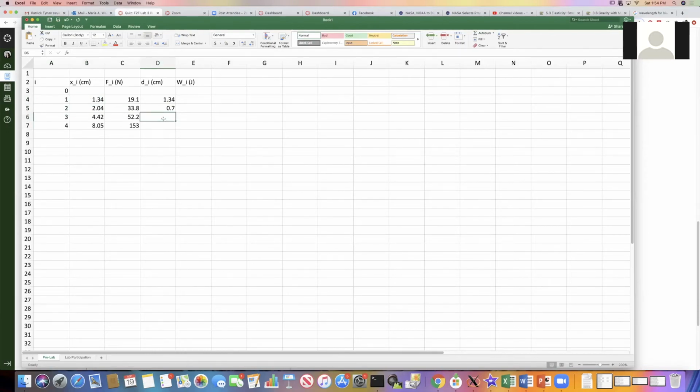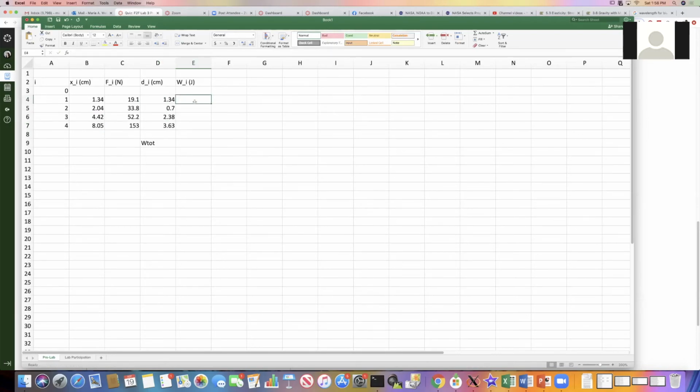And for the next one, my incremental distance is going to equal my current measurement from equilibrium minus the previous distance stretched from equilibrium. So 4.42 centimeters minus 2.04 centimeters gives me 2.38 centimeters. And then for the final measurement, my incremental distance I stretched from the previous measurement is going to equal 8.05 minus 4.42. Okay, so these are my incremental distances that I've stretched between the previous measurement, okay? And that's what I'm looking for, DI.